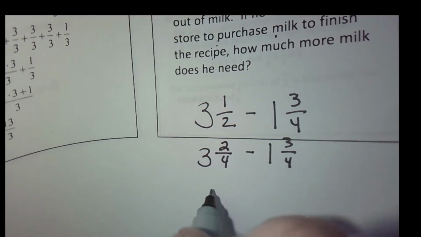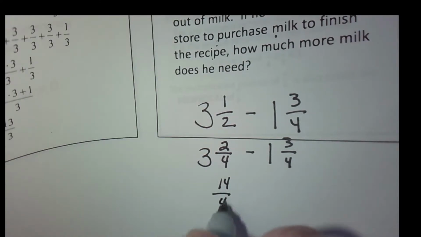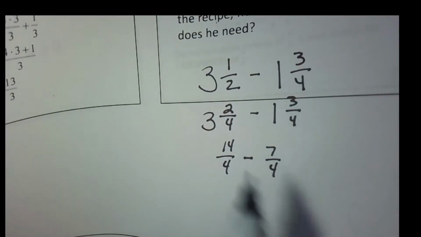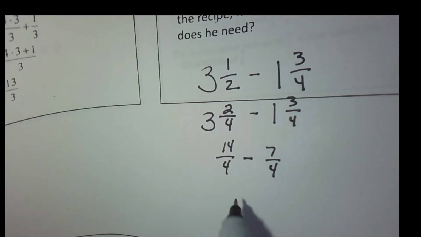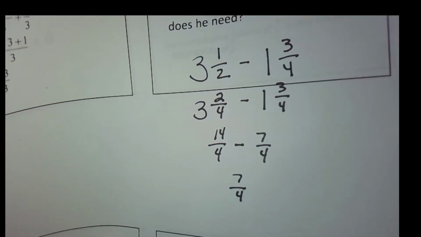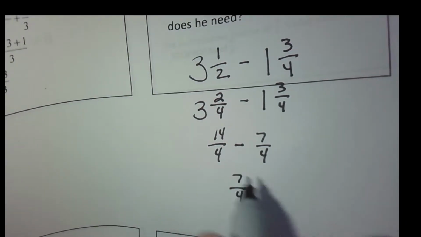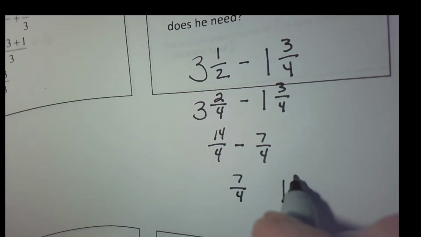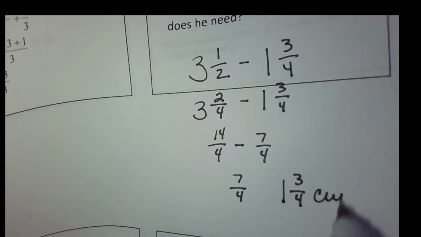So 3 times 4 is 12, plus 2 is 14 over 4. 1 times 4 is 4, plus 3 is 7 over 4. And now you can see that this is just going to be 14 minus 7, 7/4. And if you want to change it back to a mixed number, you certainly could do that. 4 goes into 7 one time with 3 left over. So that's 1 3/4. This is in cups.